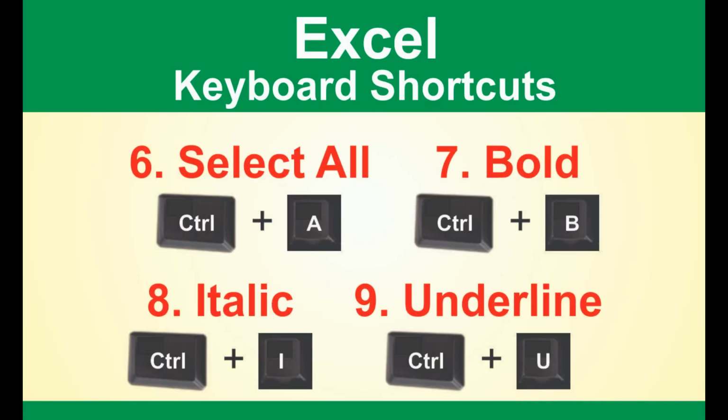Need to select all cells in the worksheet? Ctrl+A is your go-to shortcut. And if you want to emphasize certain text, try Ctrl+B for bold, Ctrl+I for italic, or Ctrl+U for underline formatting.